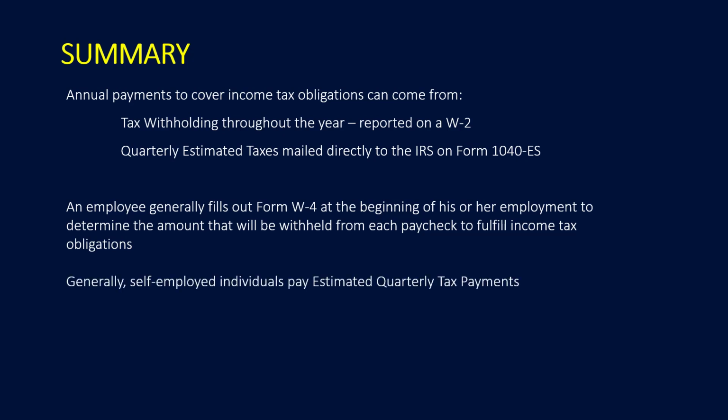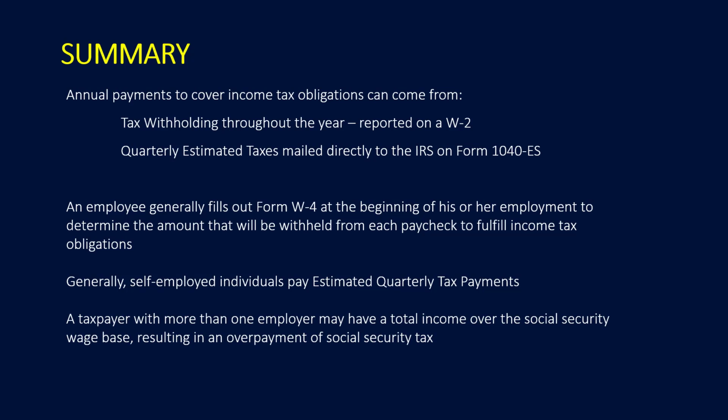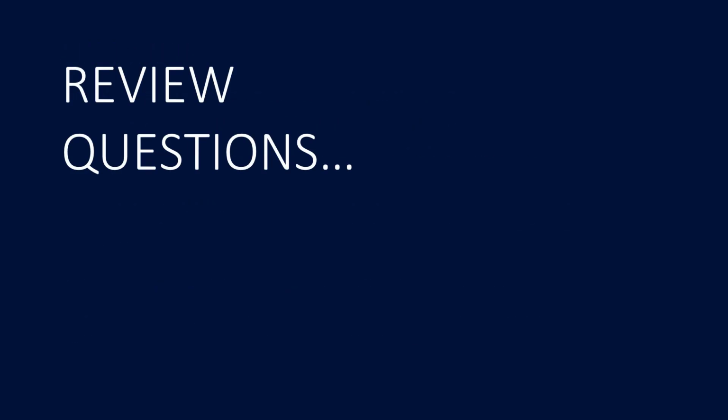And generally, self-employed individuals pay estimated quarterly tax payments. A taxpayer with more than one employer may have a total income which is over the Social Security wage base, and this will result in an overpayment of Social Security tax and a refundable credit. And now let's look at some review questions.